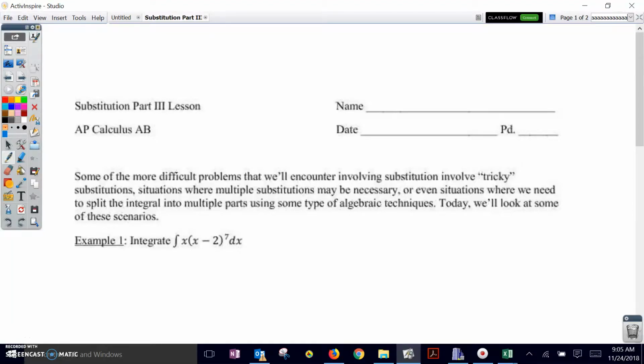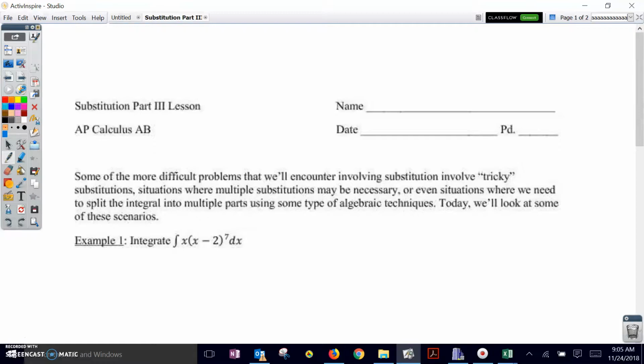Alright, welcome back everybody. In this video we're going to look at the first couple of examples from the Substitution Part 3 lesson. These are more difficult or sometimes tricky substitutions, or multiple substitutions, or things where we need to split the integral into multiple parts in order to best integrate them. Alright, so let's look at example 1.